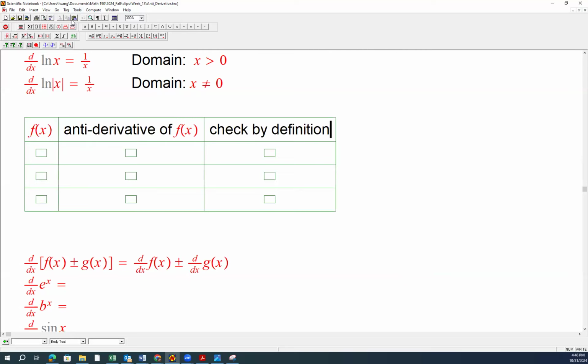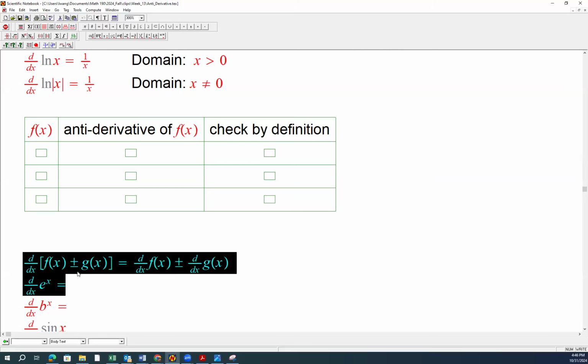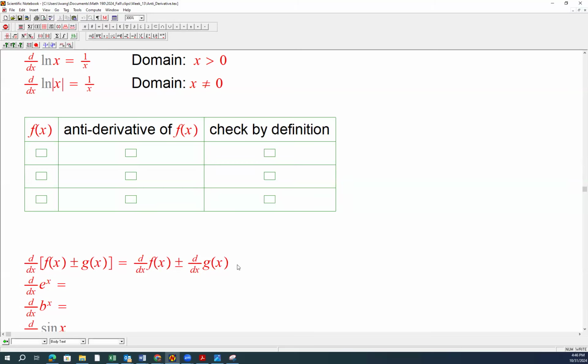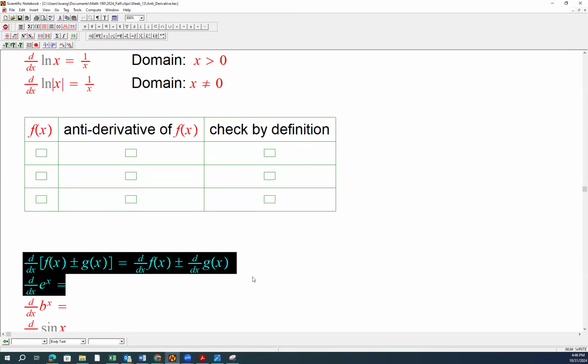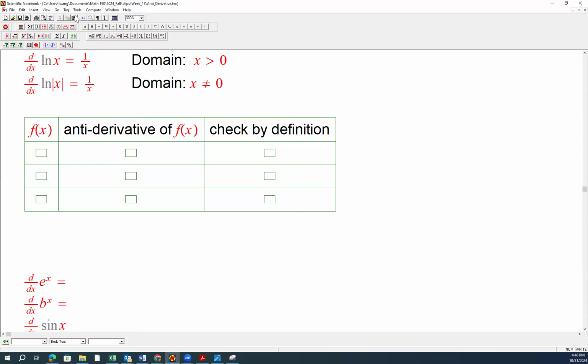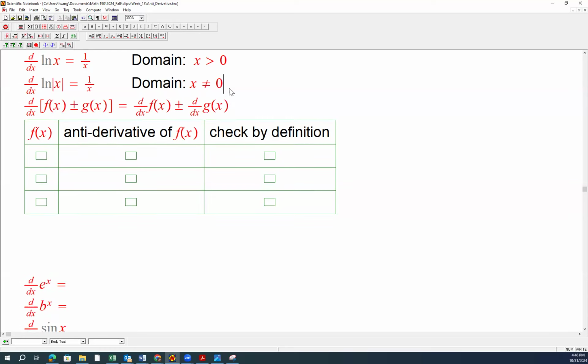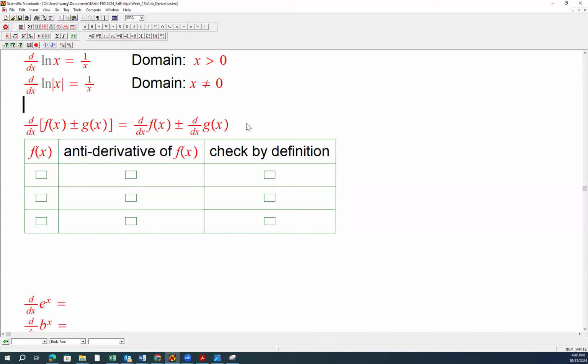Now, continue. If we have sums or differences of functions, then we can take their derivatives respectively. So this formula will still be valid and useful for antiderivatives. For now, we're going to just leave it out there, and we will get examples to use it.